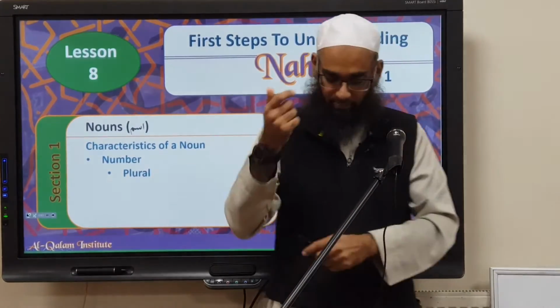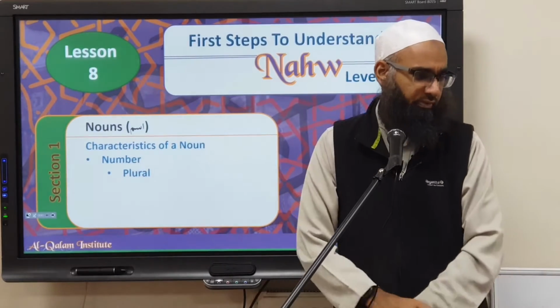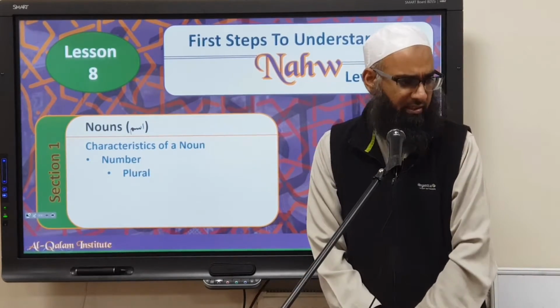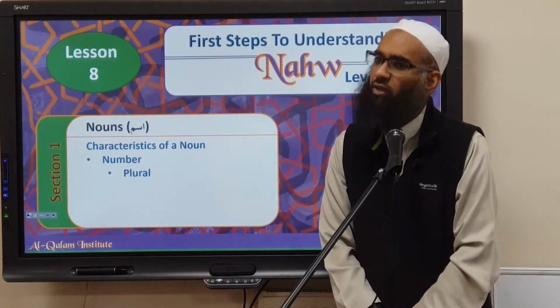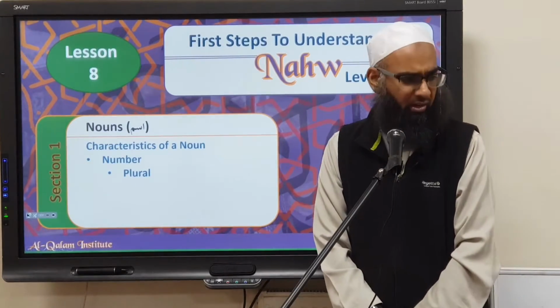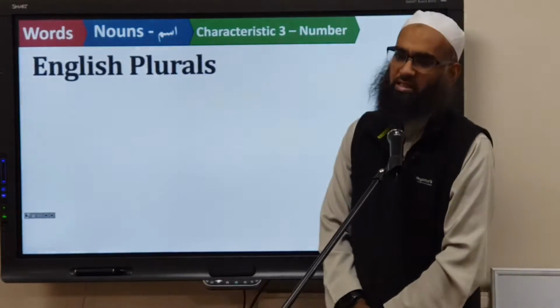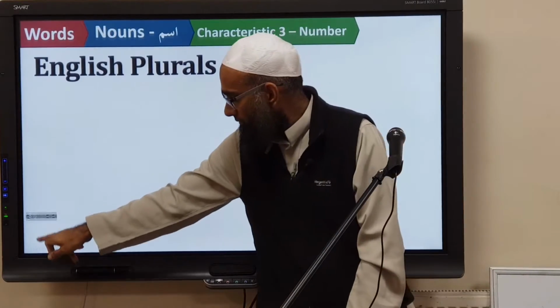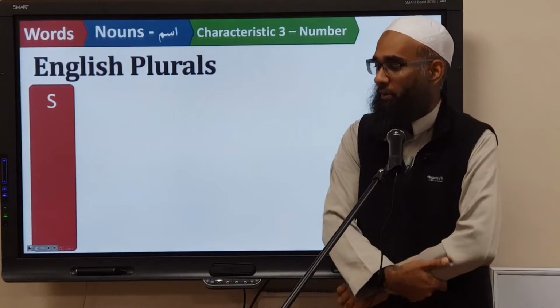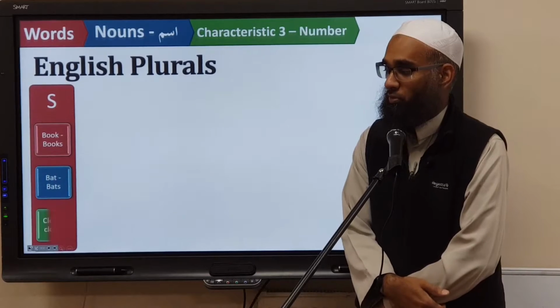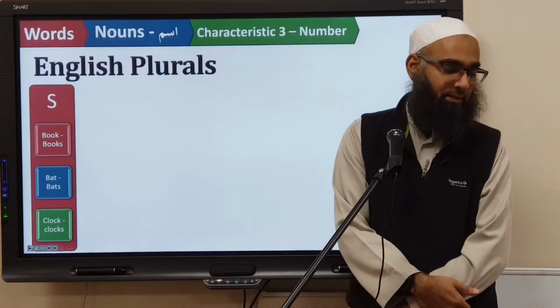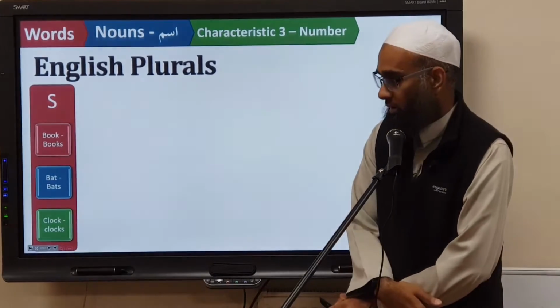What does irregular plurals mean? In English, are plurals easy or difficult? It's quite easy. All you have to do is add S. So in English, it's very easy. For example, book becomes books, bat becomes bats, clock becomes clocks.